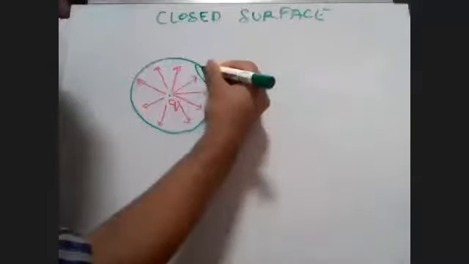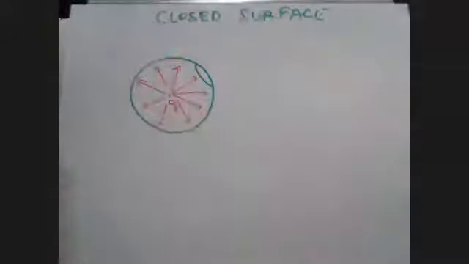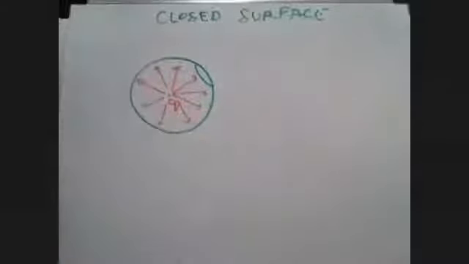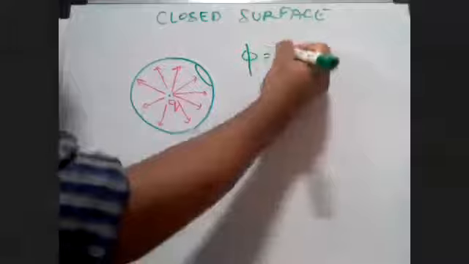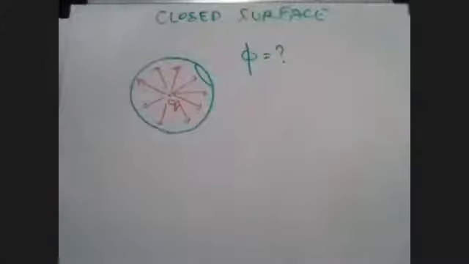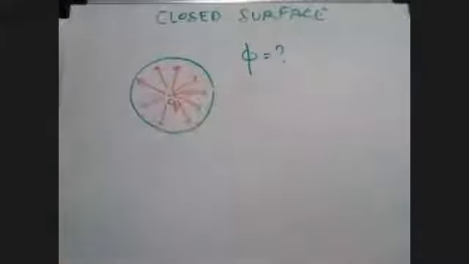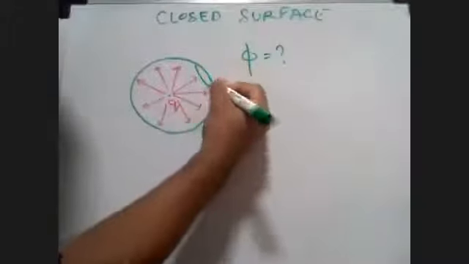Let's take a sphere with a charge Q in it, and it is emitting electric field lines. Electric field lines are emerging out of it, and now I want to find out the flux through it. Can anyone tell me how to find the flux? Electric field intensity into small area dA on the sphere. Yeah, integral of that, so we'll take a small amount of area dA.